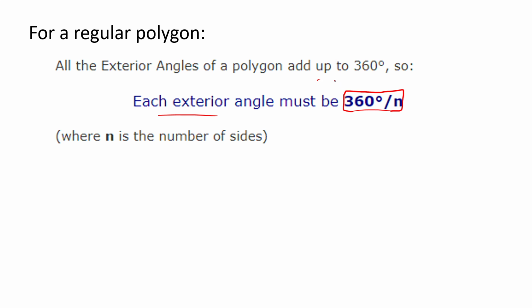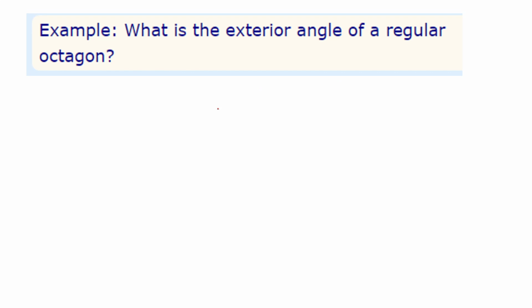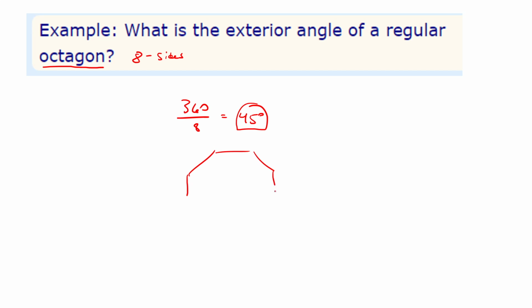And we can ask, what are the exterior angles of a regular octagon? So first of all, you just need to know an octagon has 8 sides. And so you would simply do 360 divided by 8, which is 45 degrees. And that's it. Each exterior angle is 45 degrees. Again, a regular octagon would look like this, like a stop sign. Each of these, when you extend it out, has to be 45 degrees. But this is the key word: it has to say regular, or you can't assume that they're all the same.